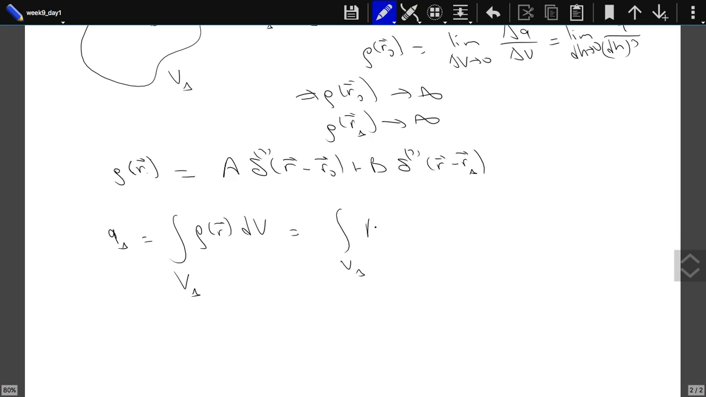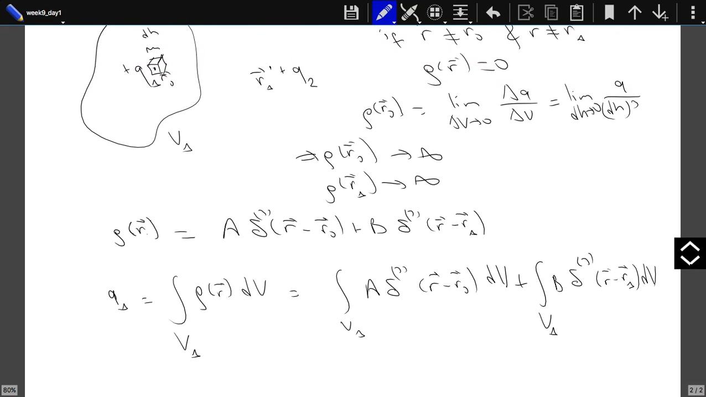This is equal to the integral over V1 of A times Dirac delta cubed of R minus R0 dV plus B times Dirac delta cubed of R minus R1 dV. Both integrals are within V1. Well, I know that as long as I'm in V1, in this volume, R is never equal to R1. I'm within that volume, and R1 is not in that volume. Since R is never equal to R1, this Dirac delta over here is always 0 within this volume. So its integral is also 0.